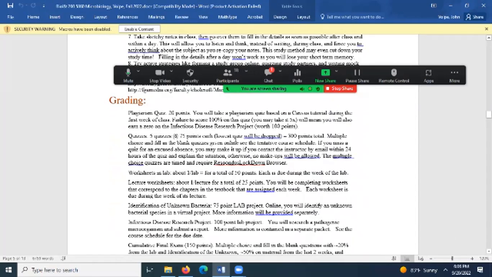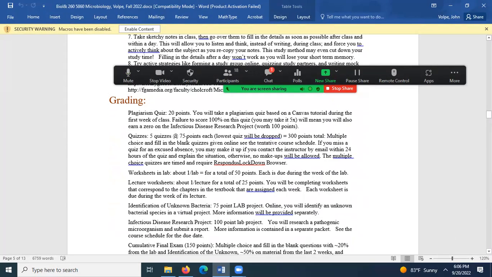There's the plagiarism quiz, which is 20 points. There will be 5 quizzes at 75 points, but you get to drop your lowest quiz. So there will be a total of only 6 quizzes at 75 points, and that's 300 points total for the quizzes. The worksheets, there will be 1 for each lab and about 1 for each lecture. That'll be a total of 50 points in the lab and 25 points total in the lecture.